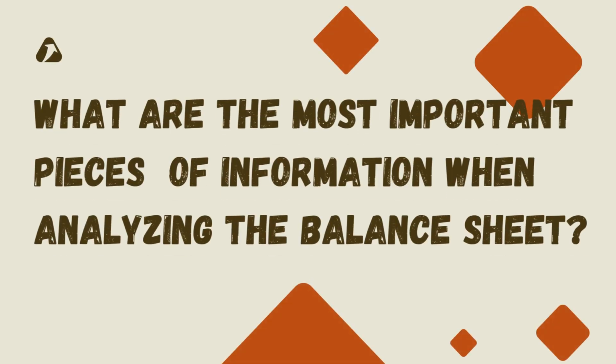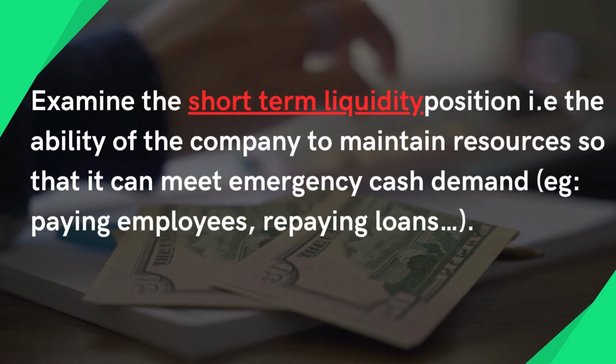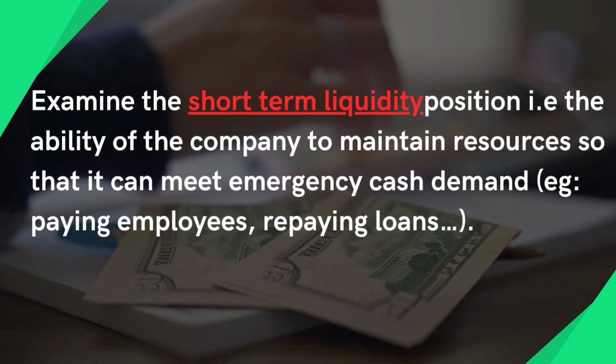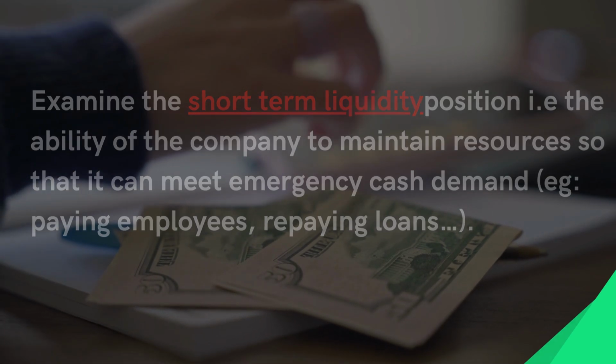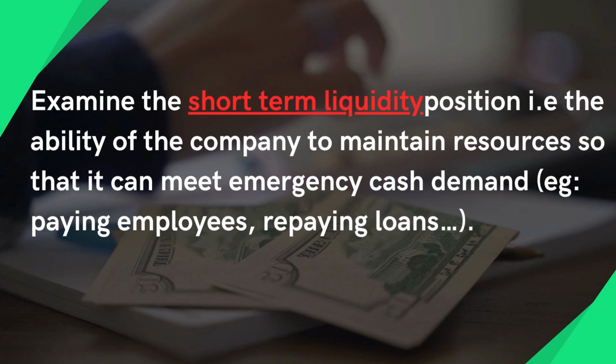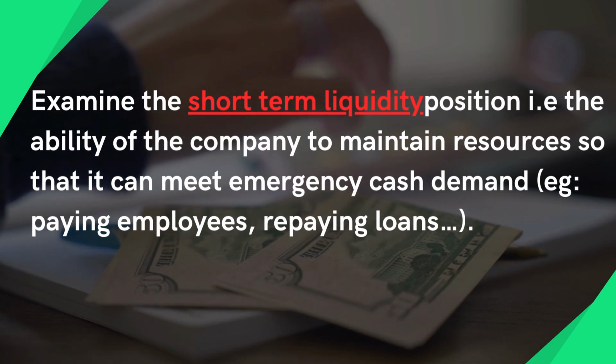Now, we move to another question here. What are the most important pieces of information when analyzing the balance sheet? When we analyze the balance sheet, we can take out some pieces of information, so we have to know what they are. First, examine the short-term liquidity position. What does short-term liquidity mean? It means the ability of the company to maintain resources so that it can meet emergency cash demand, for example, paying employees or repaying loans.